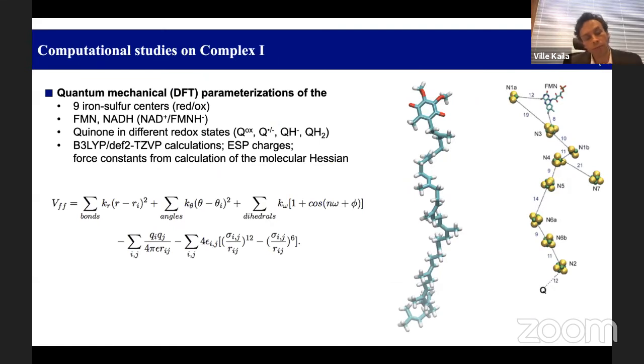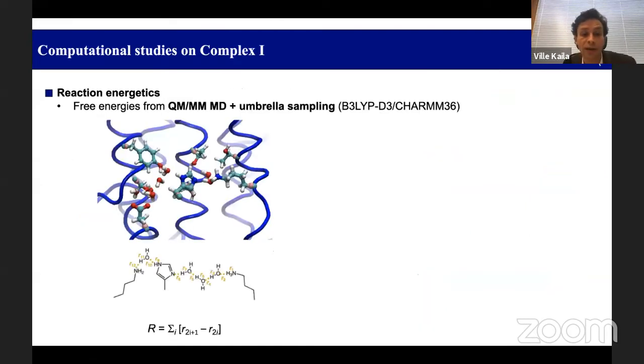In order to model part of this process, which is the motion of protons and electrons, you of course need to be able to parameterize them to describe them classically. To this end, we have developed force field parameters for the iron-sulfur centers, the flavins, the NADH systems, and quinones in various oxidation states. These are very often based on density functional theory calculations, where you can derive these force field terms to be able to model this process on a classical time scale.